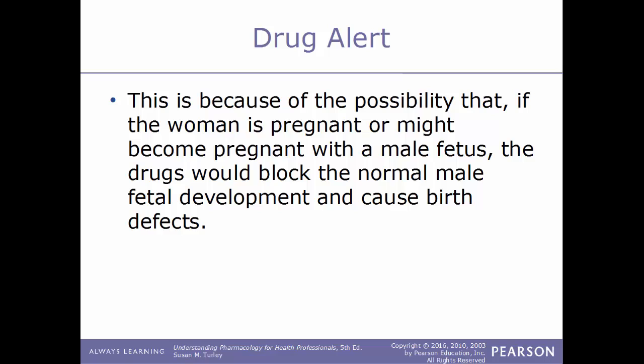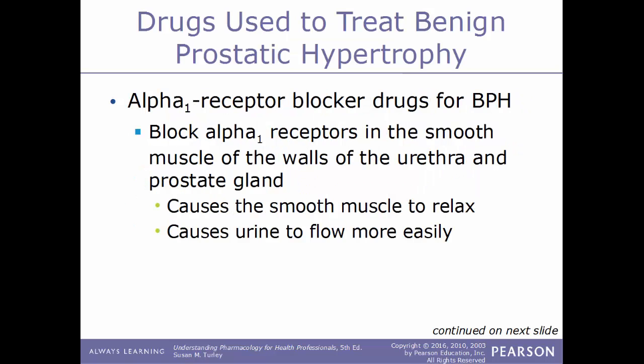And this is because of the possibility that if the woman is pregnant or might become pregnant with a male fetus in particular, the drugs would block the normal male fetal development and cause birth defects. Another kind of drug that could be given to treat BPH are the alpha-1 receptor blocker drugs.